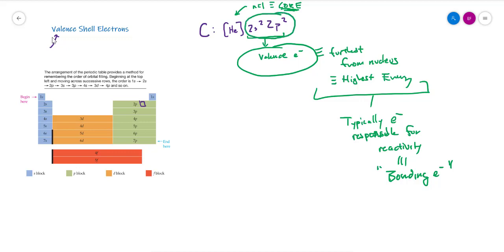We sometimes call these frontier electrons or frontier orbitals because they're really on the forefront of interacting with other atoms and molecules. And so it's really important to note for valence electrons. This is going to come back tenfold when we get to chapters 7 and 8.